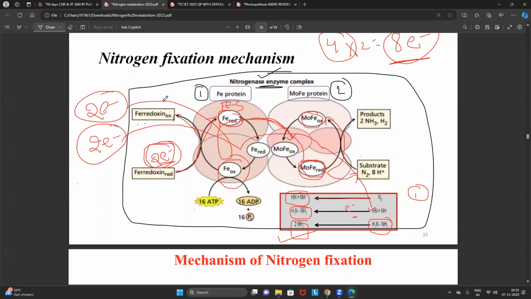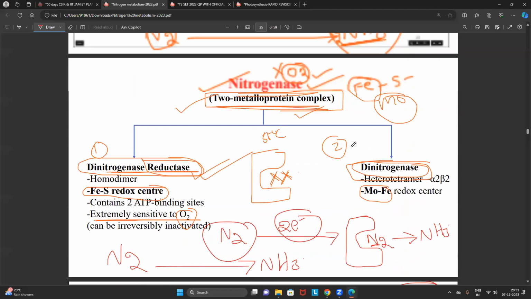So now three pairs of electrons are there, correct? And one pair, why did we use it? One pair is for the attachment of the N2 to the enzyme. There is one pair. Total how many pairs? Four pairs. Now all the students have to follow me correctly.